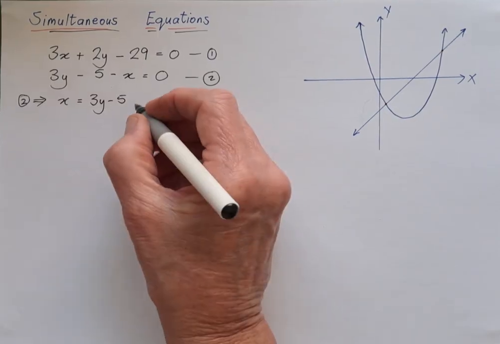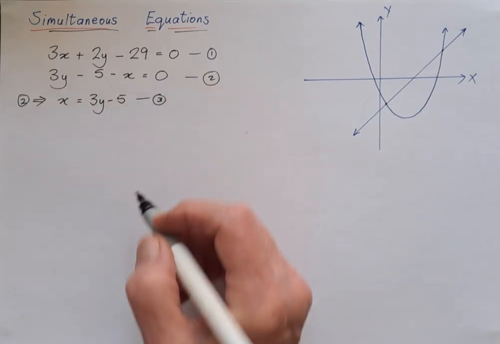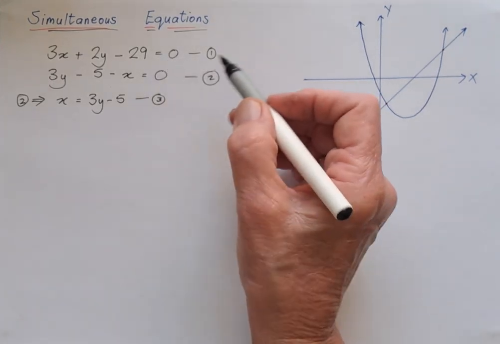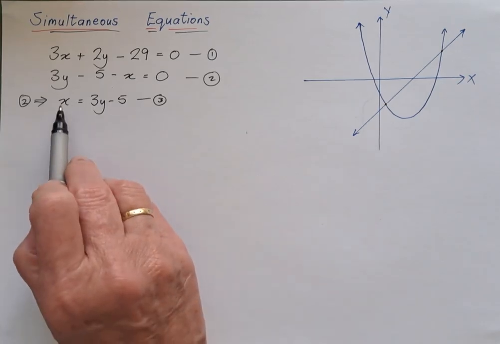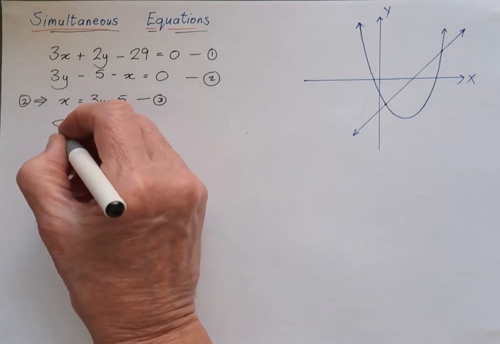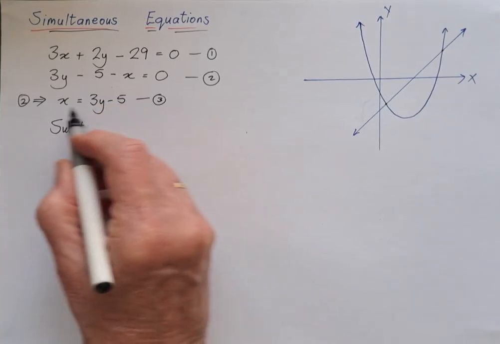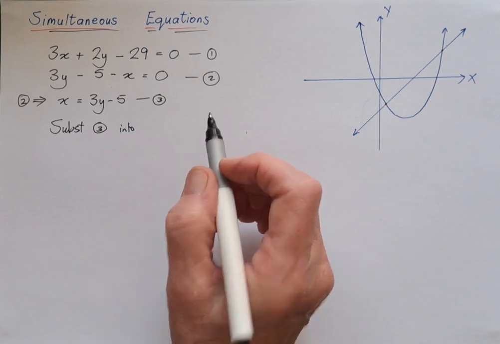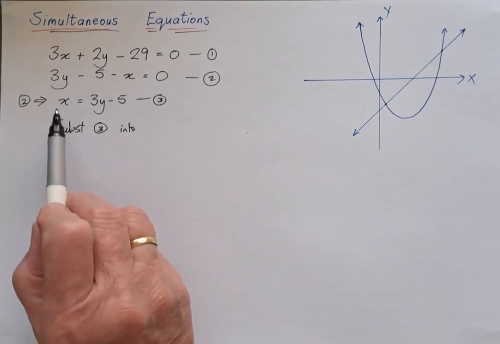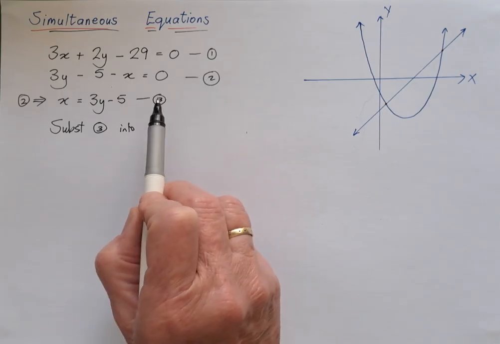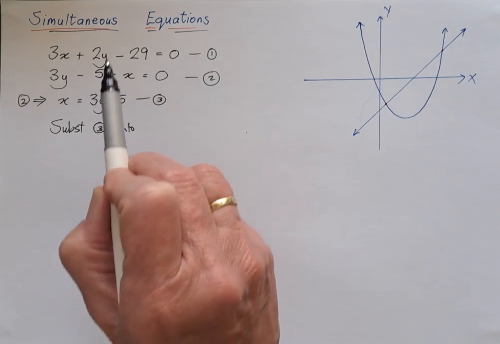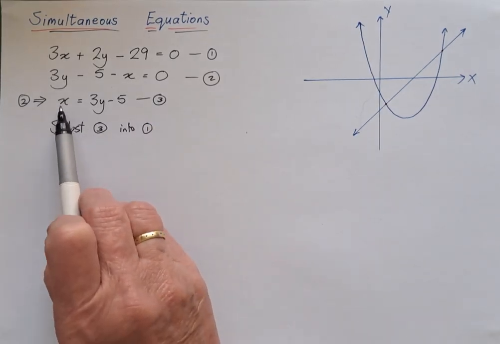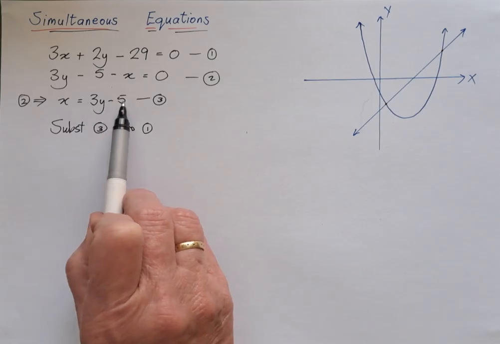And as soon as I've manipulated an equation anyway, I need to give it a new name, so that later on, if I'm speaking about this equation, I call it 3. If I'm speaking about that equation, I call it 1, etc. So because x is the subject of the formula, I'm now going to substitute this equation into the equation that I haven't manipulated. So be very careful about that. If you manipulated equation 2 to become equation 3, then you need to substitute this into the one that you didn't manipulate.